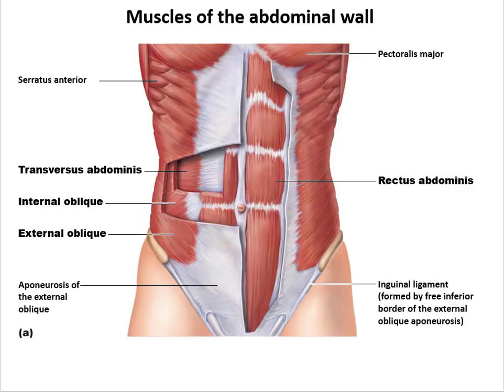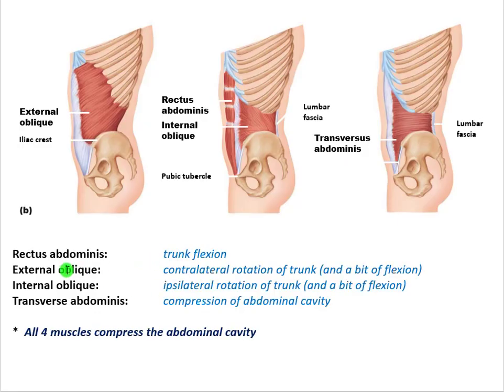The abdominal muscles, there's 4 of them. Rectus abdominis is this group right over here. And then from superficial to deep, we've got the external abdominal oblique, the internal abdominal oblique, and the transverse abdominis. Rectus abdominis will flex the trunk. And then external obliques will do contralateral rotation of the trunk, and internal obliques do ipsilateral rotation of the trunk.